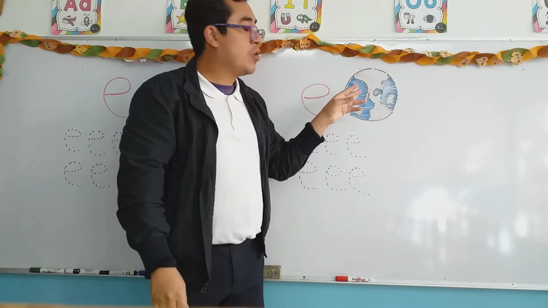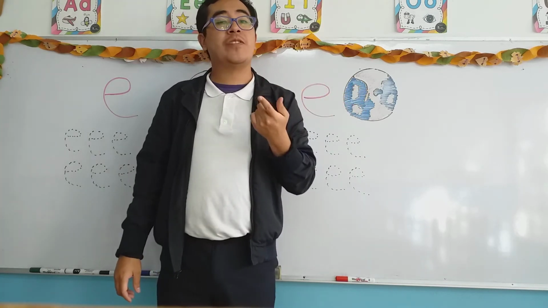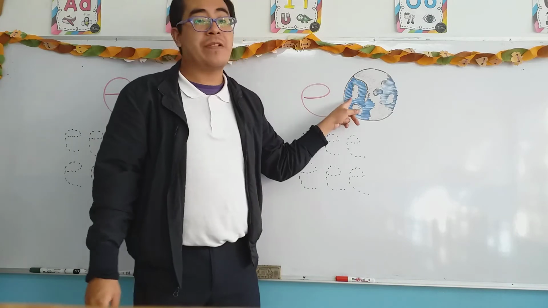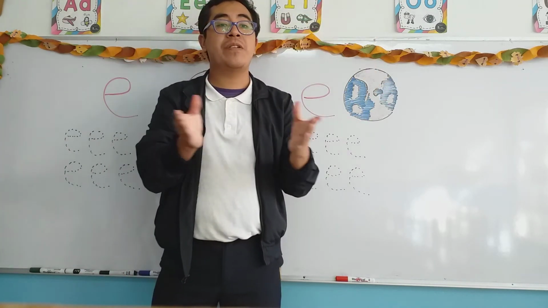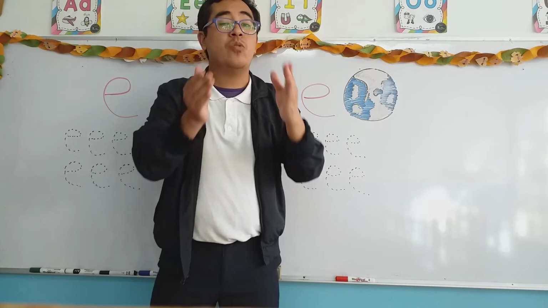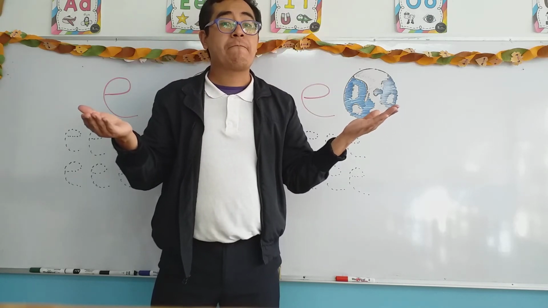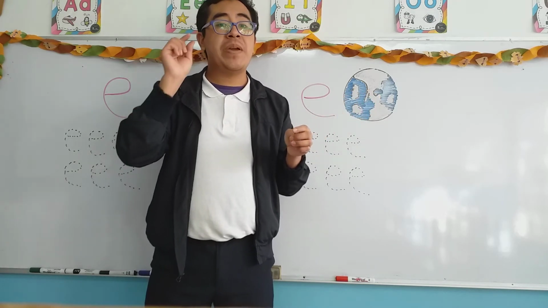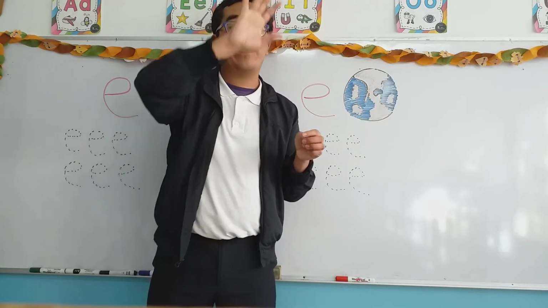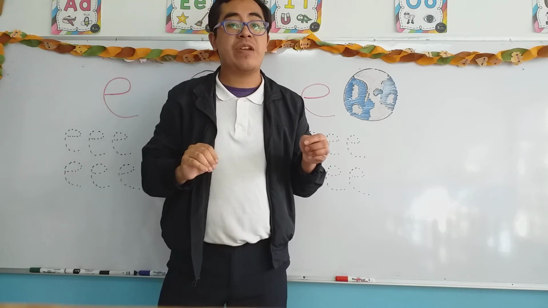So, also another very interesting characteristic about the Earth is that, as you can see, most of the planet Earth is color blue. Do you know why? It's color blue because there is a big percentage of the water that covers the earth.